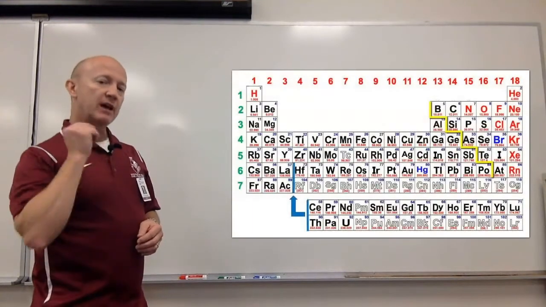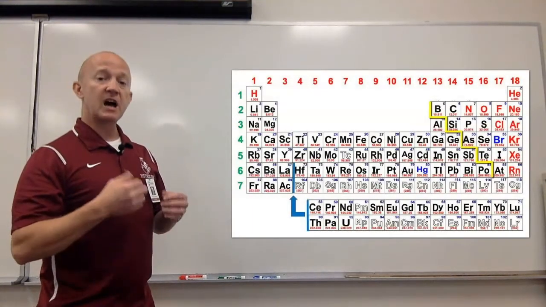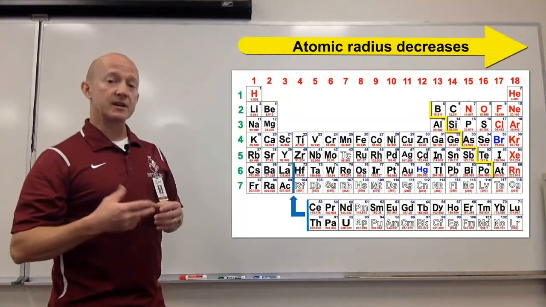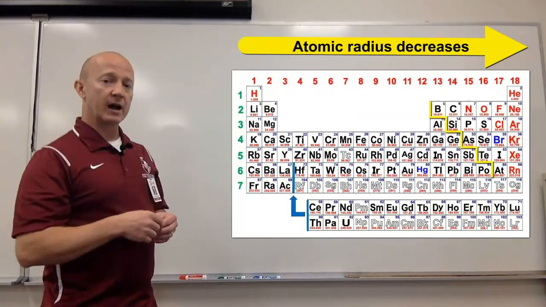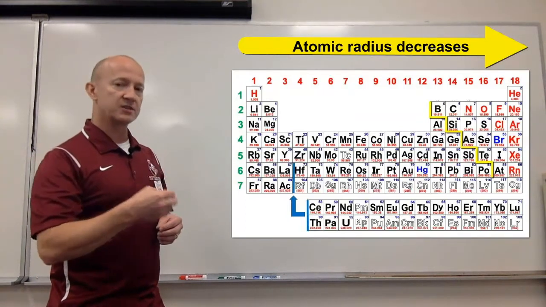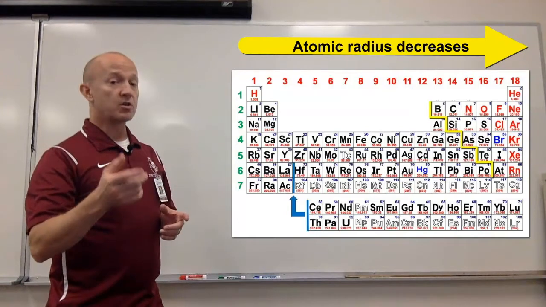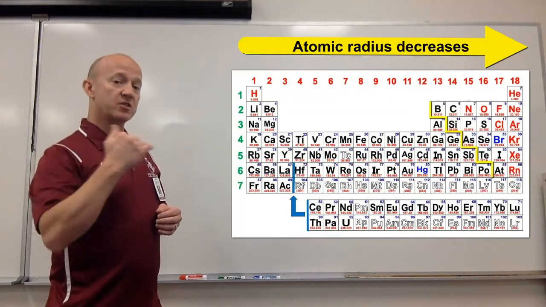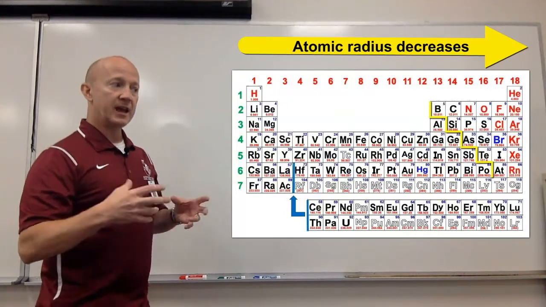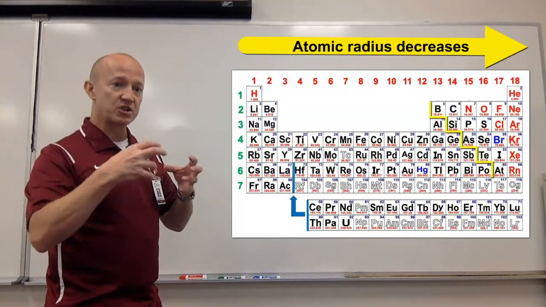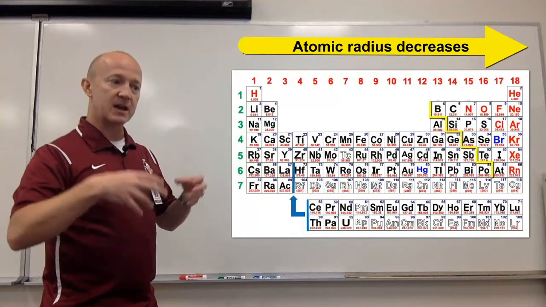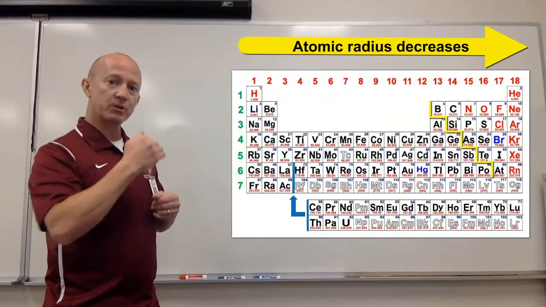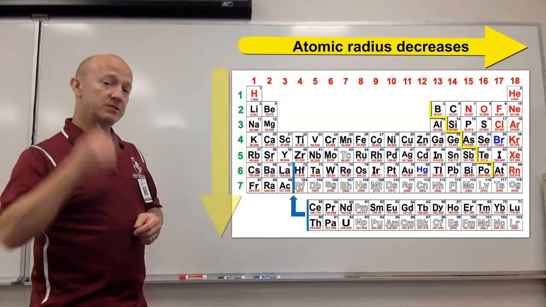As we go from left to right across a period, the atomic radius tends to decrease. Now the reason for that is this. As we go from left to right, we're increasing our amount of protons in the nucleus each time, aren't we? We're also increasing the amount of electrons as well. But since those electrons are still on the same principal energy level, and we're increasing the overall attractions between those electrons and protons, that means those electrons are going to pull in more tightly as we go from left to right.